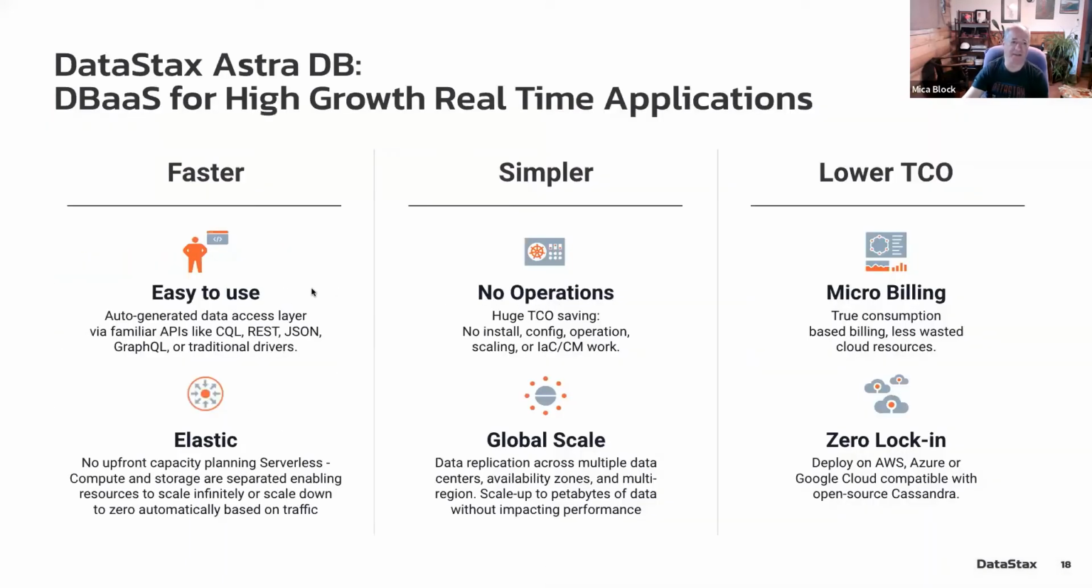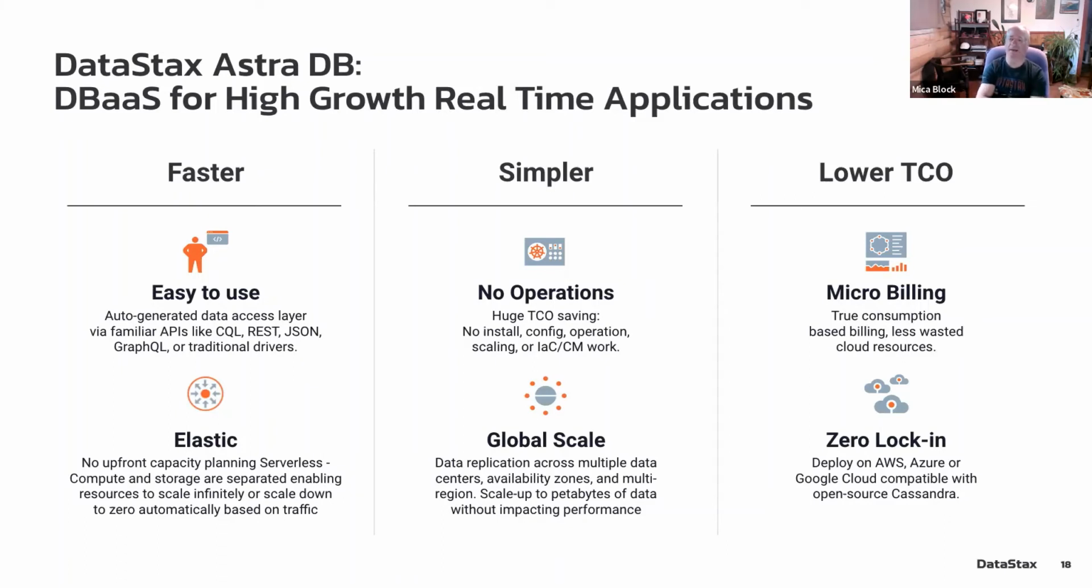So kind of give a little bit on the value prop, right? Database for high growth real-time applications. Again, we talked about the easy to use. So we also have additional APIs on top of Cassandra, like REST and GraphQL. We also have gRPC or the traditional Apache Cassandra drivers for Java or Python or C#, all those available. Elastic, there's no upfront costs, there's no upfront capacity planning.